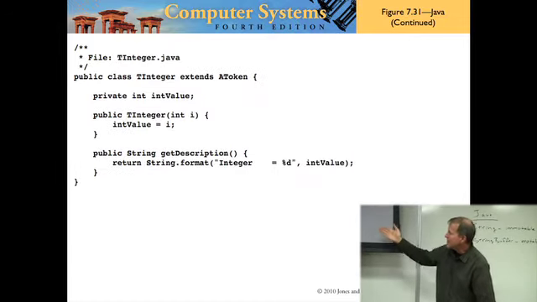And here is our TInteger. Now remember, what attribute did a TInteger have? An int value. So there it is, private int value. Public class TInteger extends AToken, so it inherits from AToken. All right. And what does the constructor do? Public TInteger(int i). What does it do?